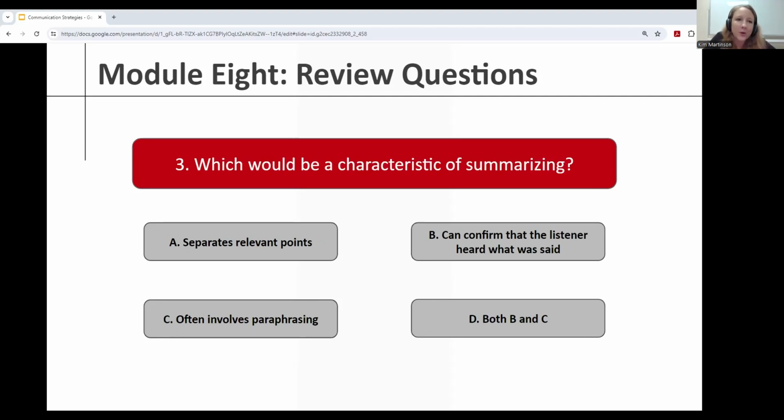And then last, which would be a characteristic of summarizing? A, separates relevant points. B, can confirm to the listener that the listener heard what was said. Or C, often involves paraphrasing. Or D, both B and C. Yes, great. They can be both of them, paraphrasing and confirming, which is repeating what you think the speaker said in your own words. Great.